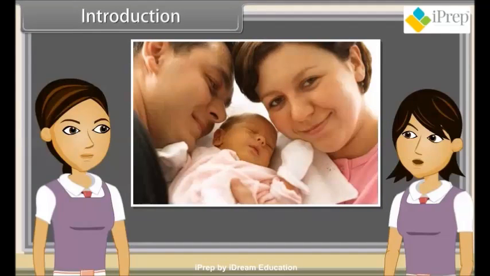Absolutely, but for that, everyone should have the basic knowledge of reproductive health and birth control methods. What is the role of reproductive health knowledge in family planning? Okay, let me explain you in detail about reproductive health and the importance of its knowledge in controlling population explosion.